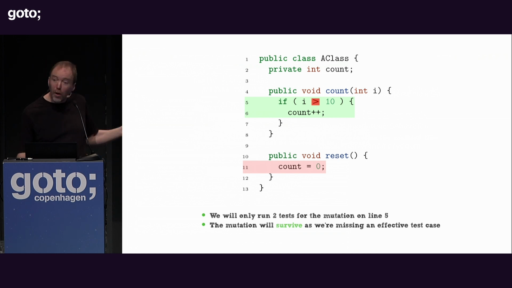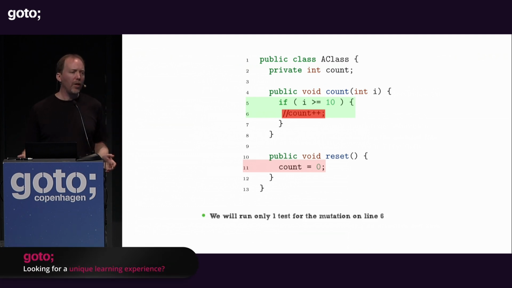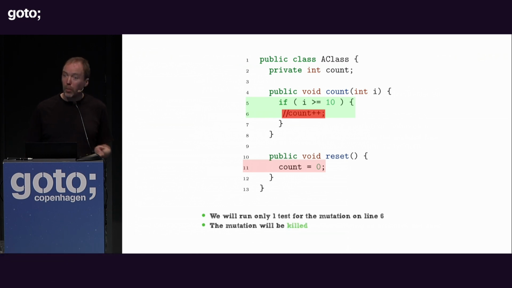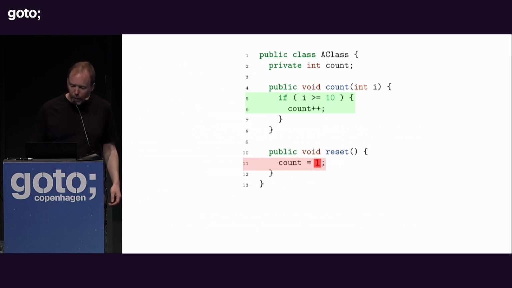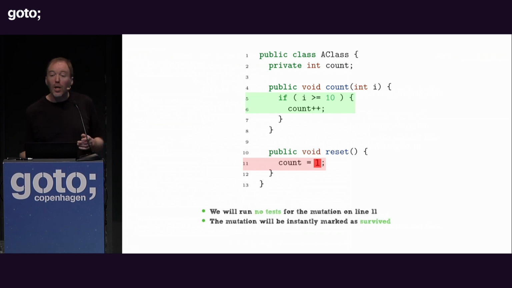In this case, the mutant's going to survive because we saw before we don't have an effective test case. The mutant here on line 6, we need to run 1 test only. Again, the test suite could have millions of tests in. It could take days to run. We need to run only 1 test, which might take a few milliseconds, and that mutant, as we saw before, will be killed. We have an effective test case. But most excitingly, the mutant on line 11 here, we have no line coverage, no block coverage. We have no test that could possibly kill this mutant. It cannot be killed. There's no way it can happen. So we can instantly mark it as surviving. We don't have to do any computational work at all.